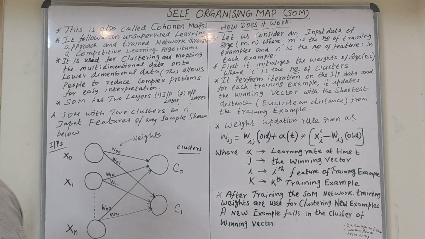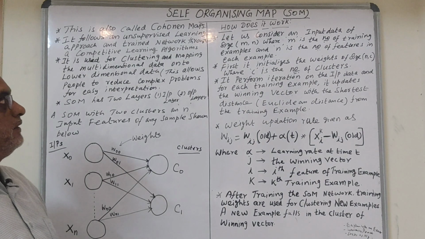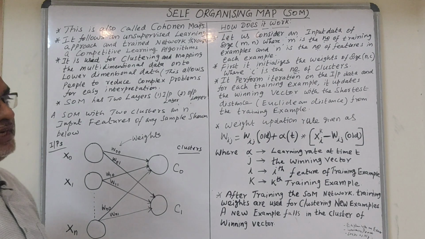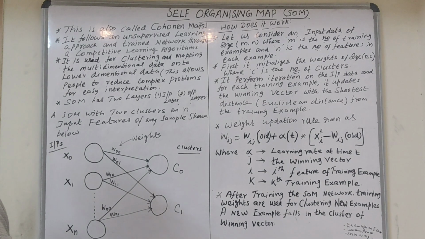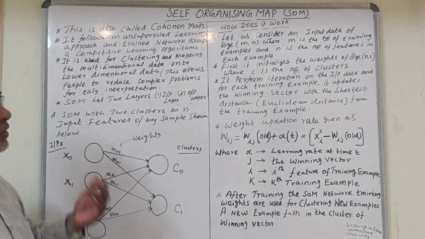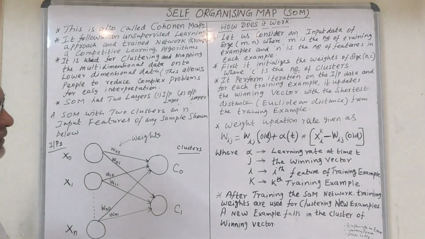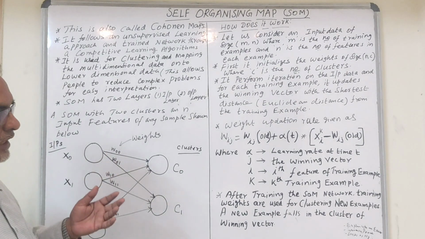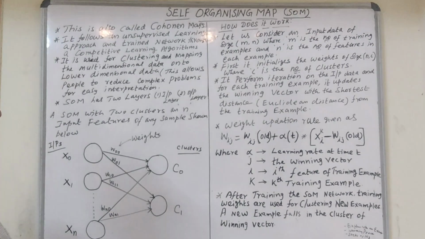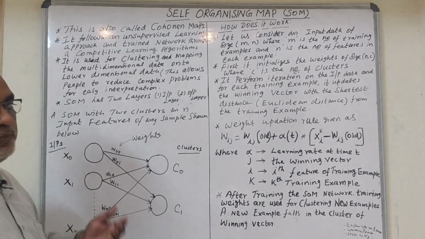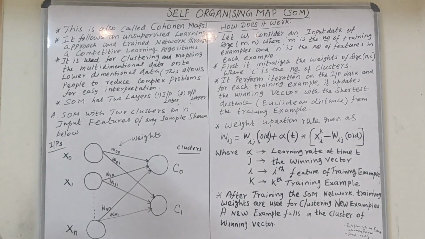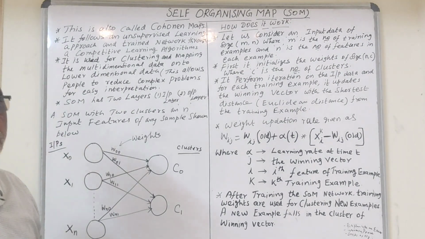This is also called Kohonen maps. It follows an unsupervised learning approach and trains the network through a competitive learning algorithm. It is used for clustering and mapping multi-dimensional data onto lower dimensional data. So dimension reduction is possible with this algorithm, which allows people to reduce a complex problem for easy interpretation.